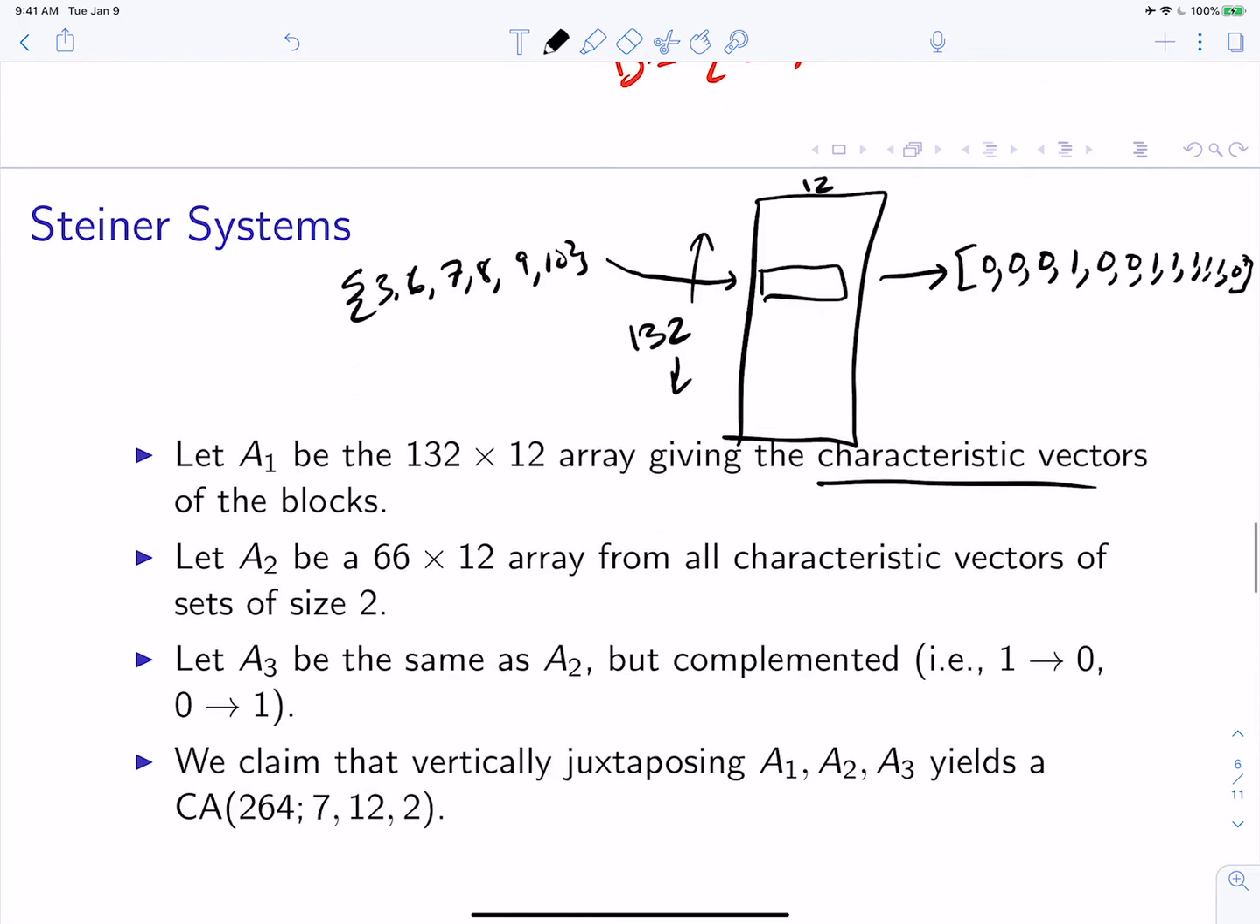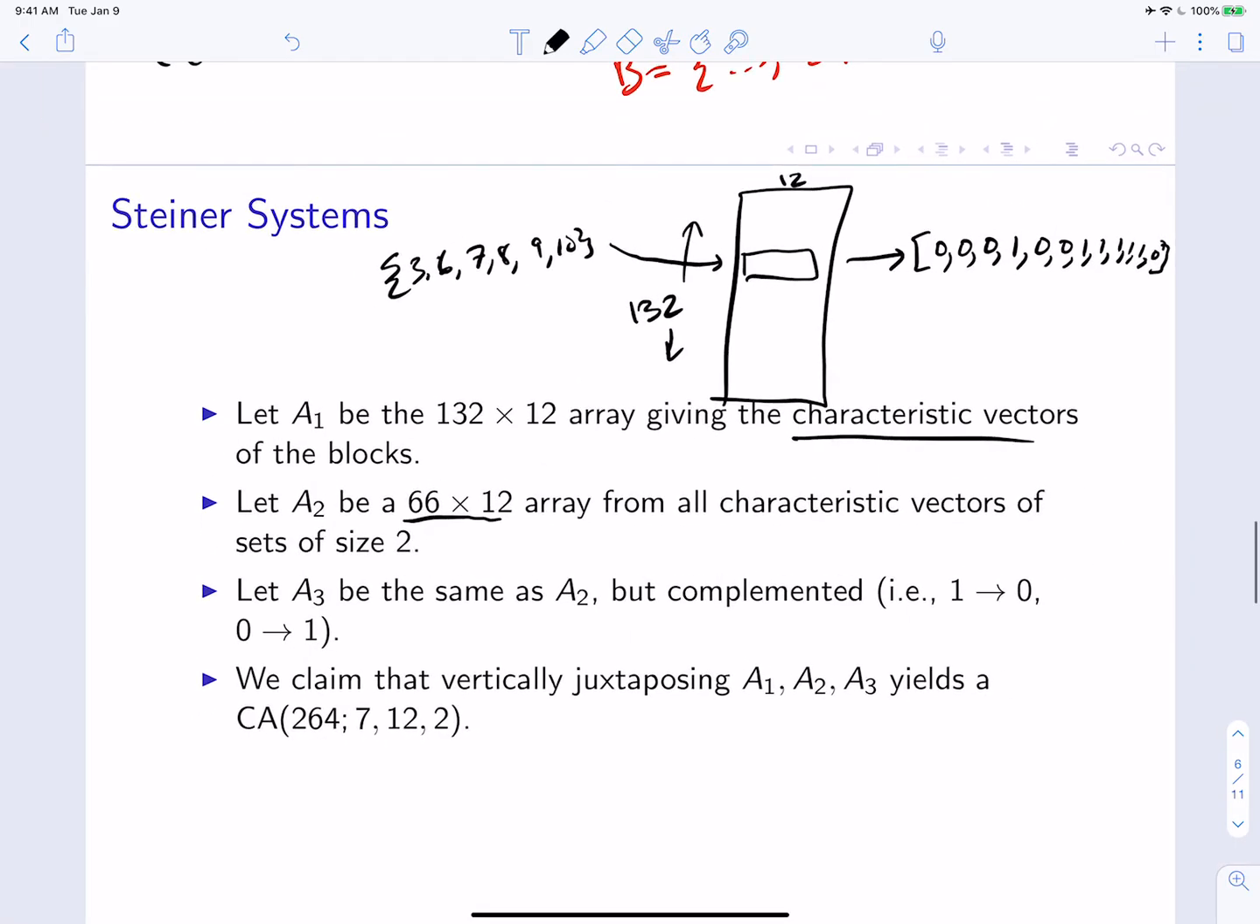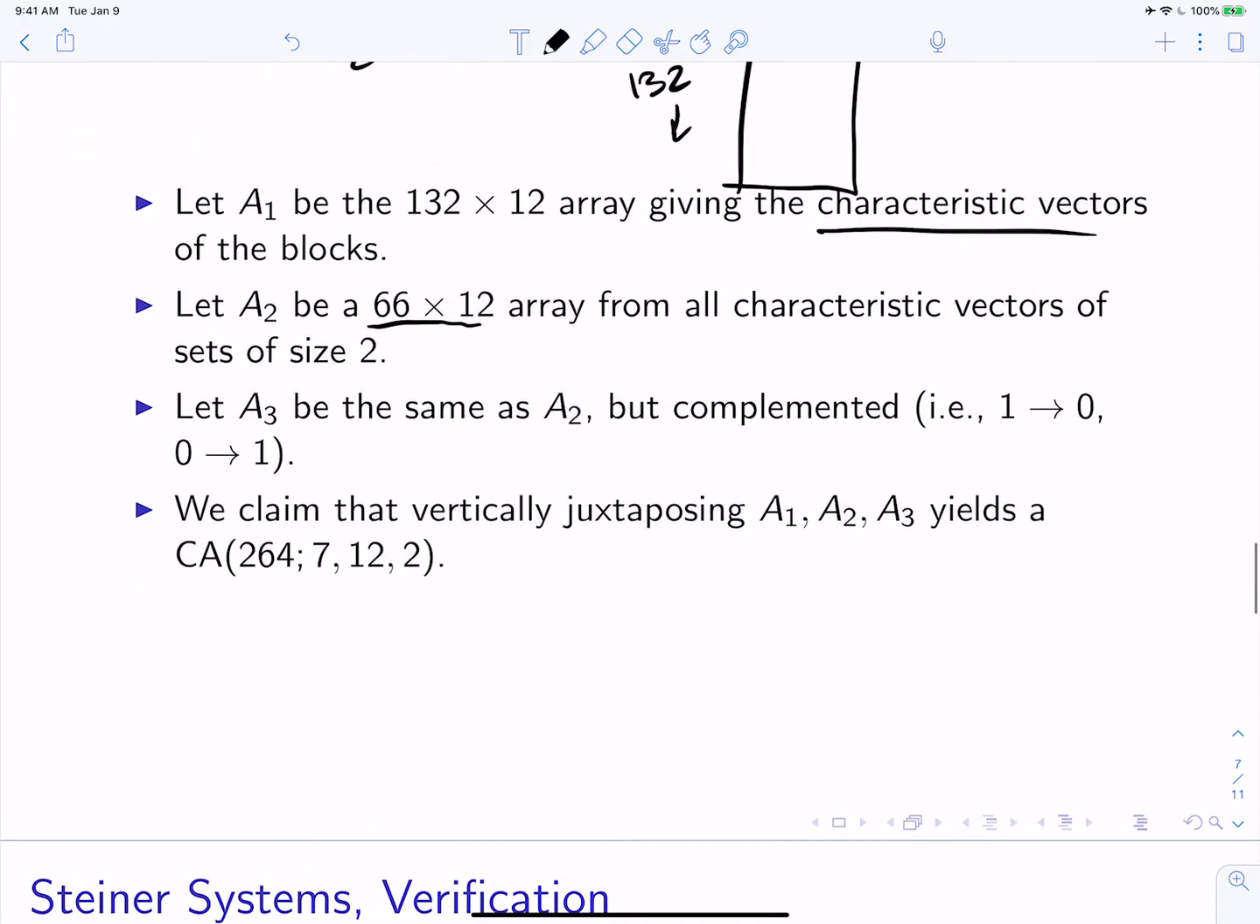So it's not a covering array yet. Then what we're going to do after that is form a slightly smaller array, which is all the characteristic vectors of sets of size 2. So this is going to be looking at every 2-subset of the 12 elements. So for this one, we're going to have B for A2.